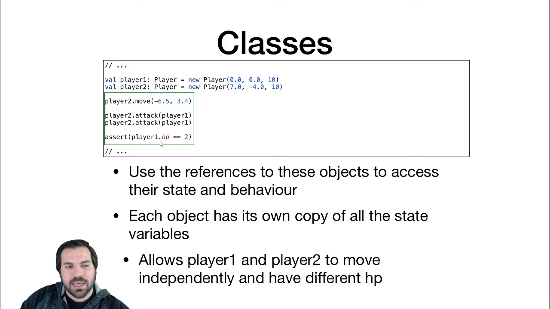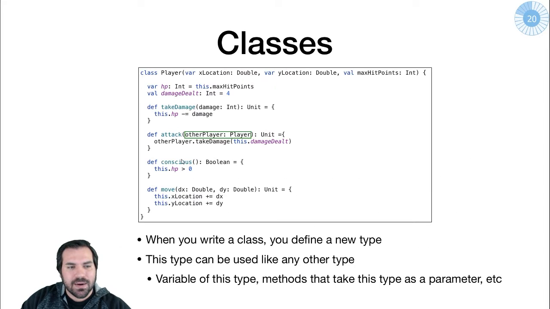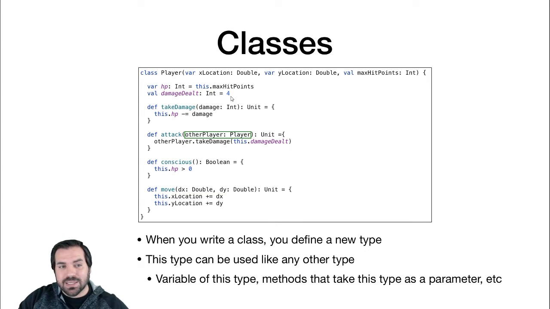The assert is saying, is the value of player 1's HP equal to 2 at this point? So each time we have attack here, attack should be calling the other player's take damage method and reducing their HP by the damage dealt. Damage dealt is always 4 for every player. I just have that as a hard-coded constant. Damage dealt is always 4.